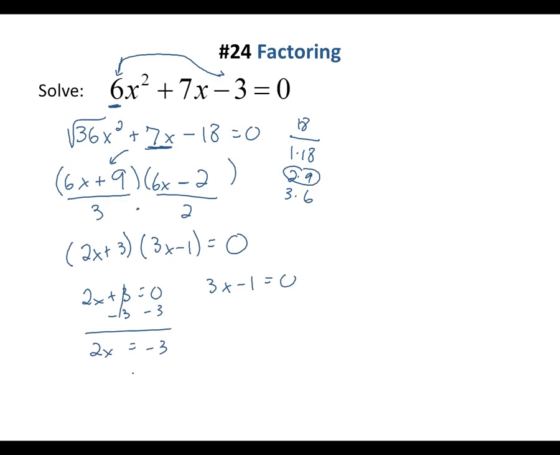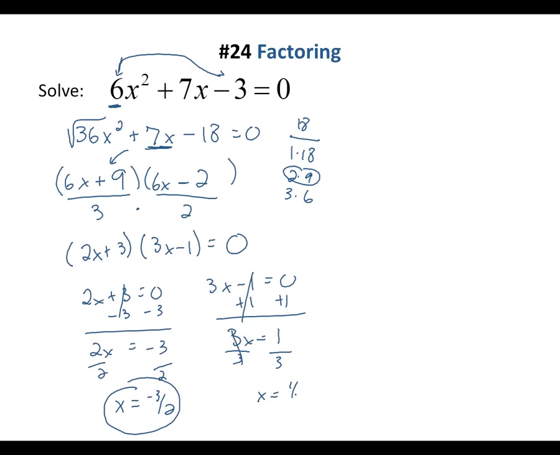Since I changed the problem in the beginning by multiplying by 6, what do I have to do at the end? Divide by 6. Am I going to divide by the whole number 6? No. What am I dividing by? Factors of 6, 3 and 2. And obviously 3 times 2 is 6. So my first binomial ends up being 2x plus 3, 3x minus 1.